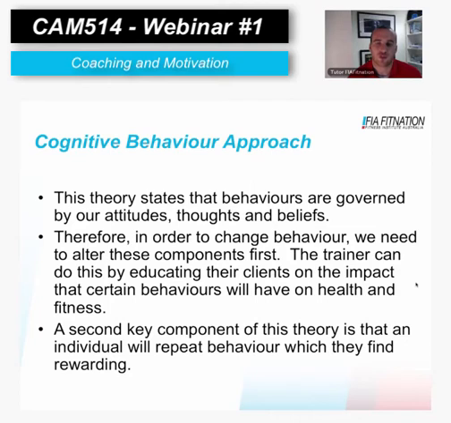The next theory is the cognitive behaviour approach, and this one's a little bit more straightforward. To be honest, it doesn't have as many components, and the actual process of motivating someone is really much simpler. So this theory states that behaviours are governed by our attitudes, thoughts, and beliefs. So what we think or what our opinion is on something is going to determine how we act, and that really does make sense. If we think something is good for us, then hopefully we're going to consume more of it. If we know something's bad for us and could have a detrimental effect on our health or our well-being, then hopefully we're going to avoid it.